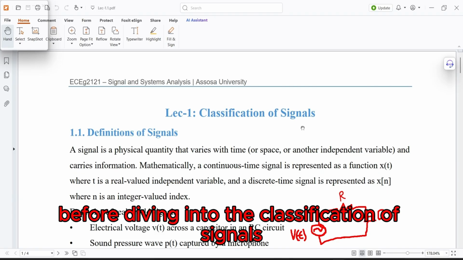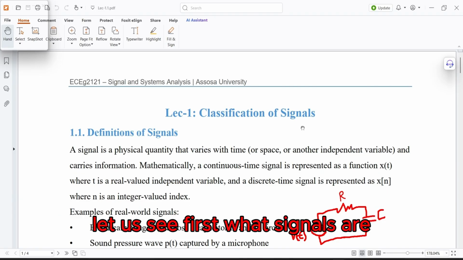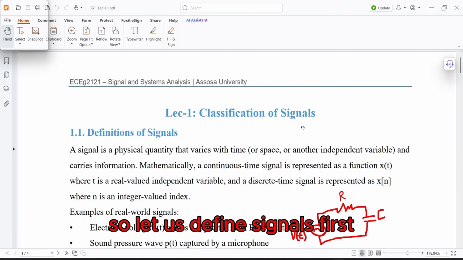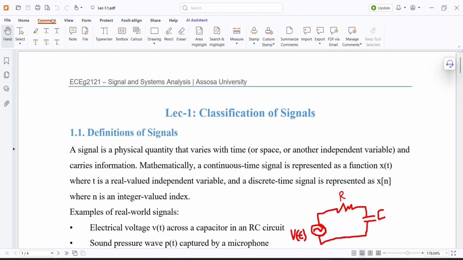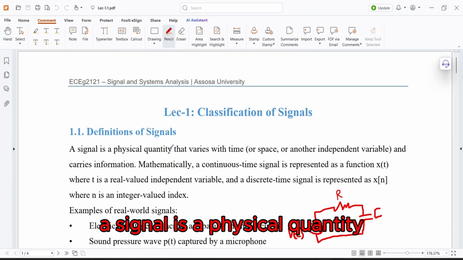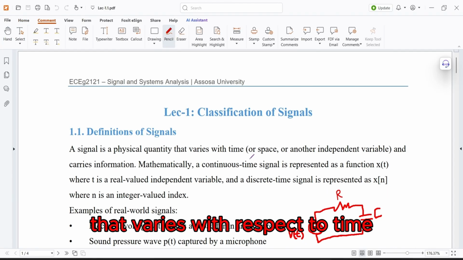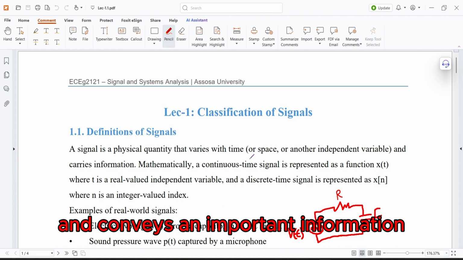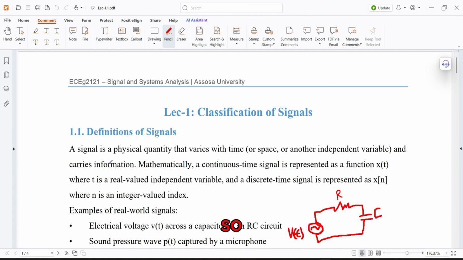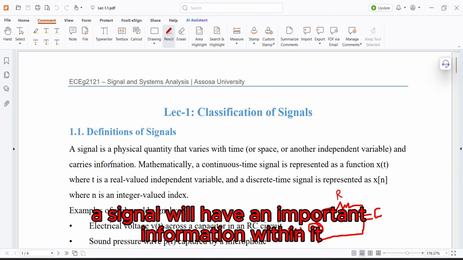Before diving into the classification of signals, let us see first what signals are. So let us define signals first. A signal is a physical quantity that varies with respect to time or space or another independent variable and conveys important information. So a signal will have important information within it.